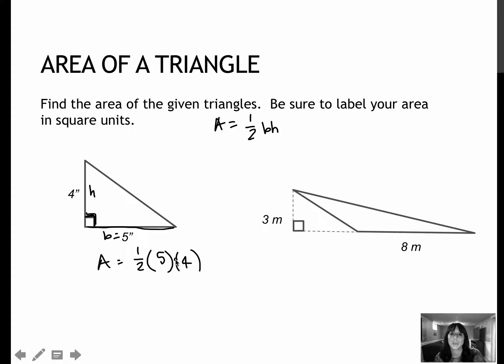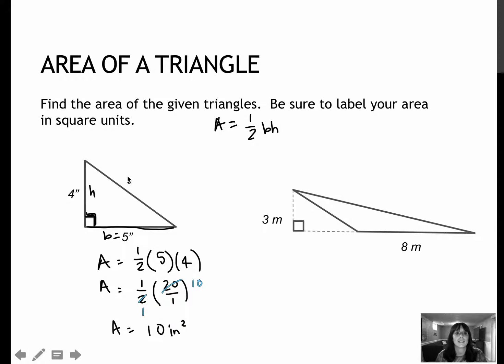Now what we know about multiplication is you can multiply in whichever order you would like. It might be easier to go ahead and multiply 5 times 4, and 5 times 4 is 20, and I'm going to call that 20 over 1. Now why would I do that? Because I know I have to multiply by my fraction, and now I'm going to reduce. So I know that 2 goes into 2 one time and goes into 20 10 times, and so my area is 10, and in this case this is inches, and so my answer is square inches.